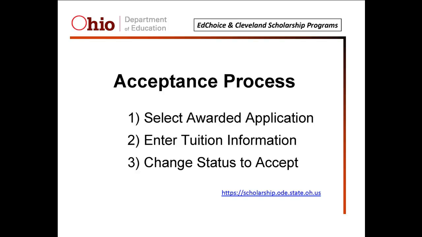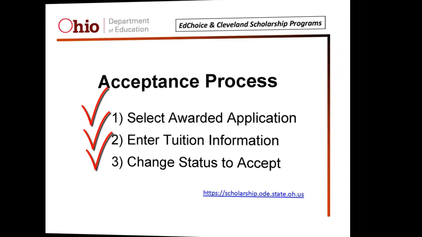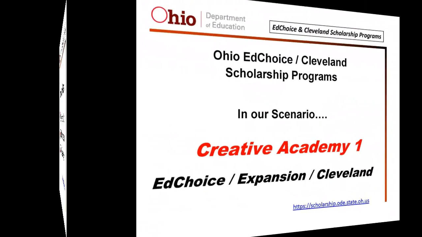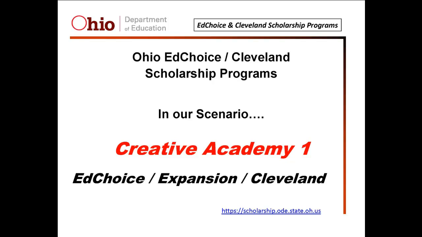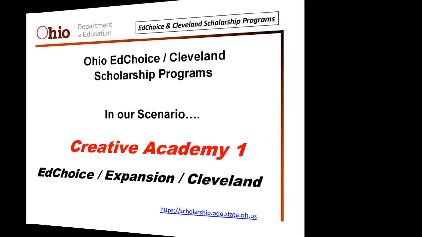In this tutorial, we will search for and select awarded student applications, then enter the student tuition discount information, and then move the status of the application to accepted. Let's begin. In our tutorial scenario, we are the provider Creative Academy 1, and we will be accepting a scholarship in the EdChoice scholarship system, but it is the same for the EdChoice expansion and Cleveland scholarship systems.